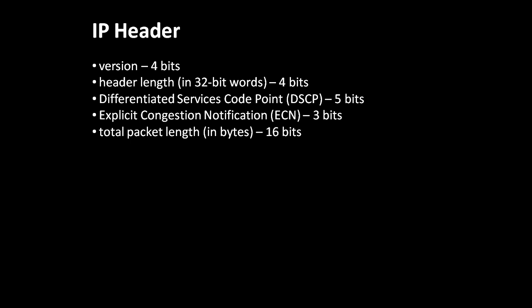The next field specifies the entire length of the packet, including the header, in bytes. And so because this field is 16 bits, well, the maximum value is 65,536, hence the largest possible IP packet is 65,535 bytes.